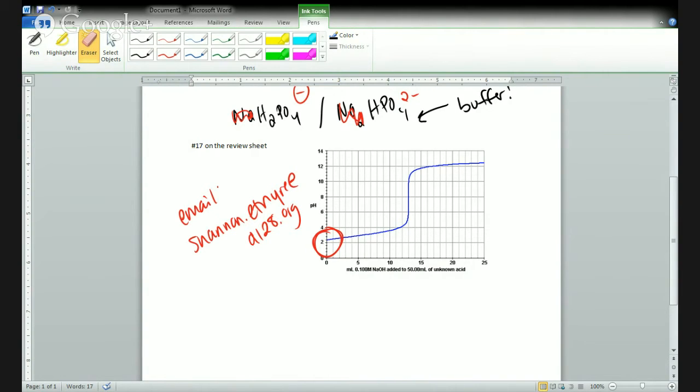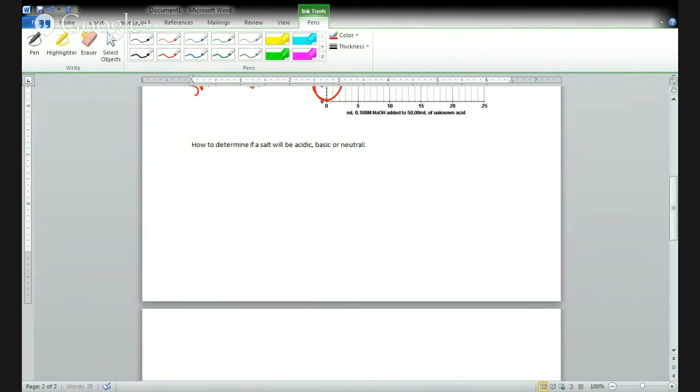All right, our next question is, could you explain how to prove through salt hydrolysis if it's acidic, basic, or neutral? All right, so how to determine if a salt will be acidic, basic, or neutral. Okay, so when you're doing salt hydrolysis and you're trying to figure out if it's acidic, basic, or neutral, what you want to do is look at what the salt is made from.